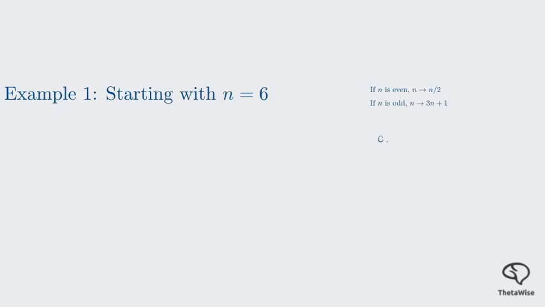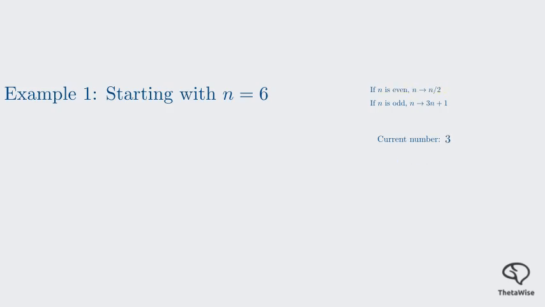To really understand this, let's trace the journey of a few numbers. Our goal here is to be able to compute the Collatz sequence for any given starting number. First up, let's start with the number 6. Watch the animation on the screen as we go through each step. We start with 6. Is 6 even or odd? It's even. So we apply our first rule.